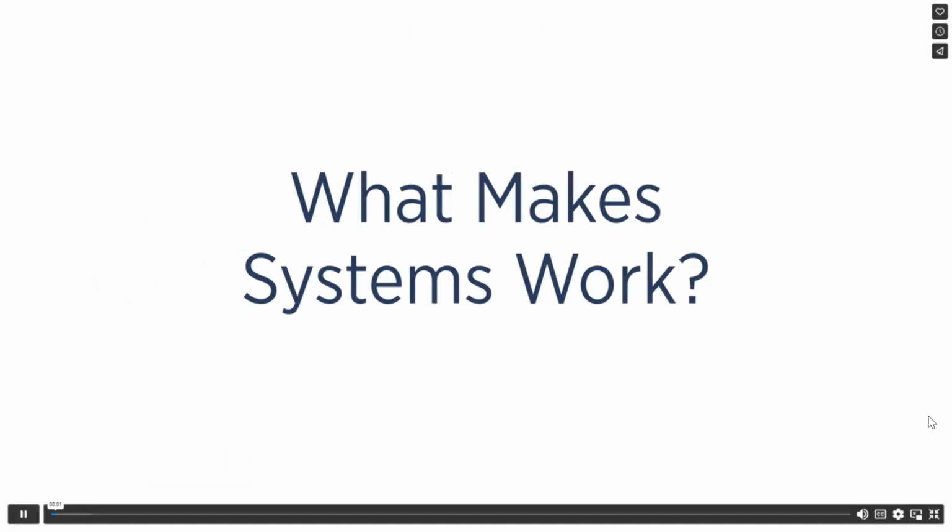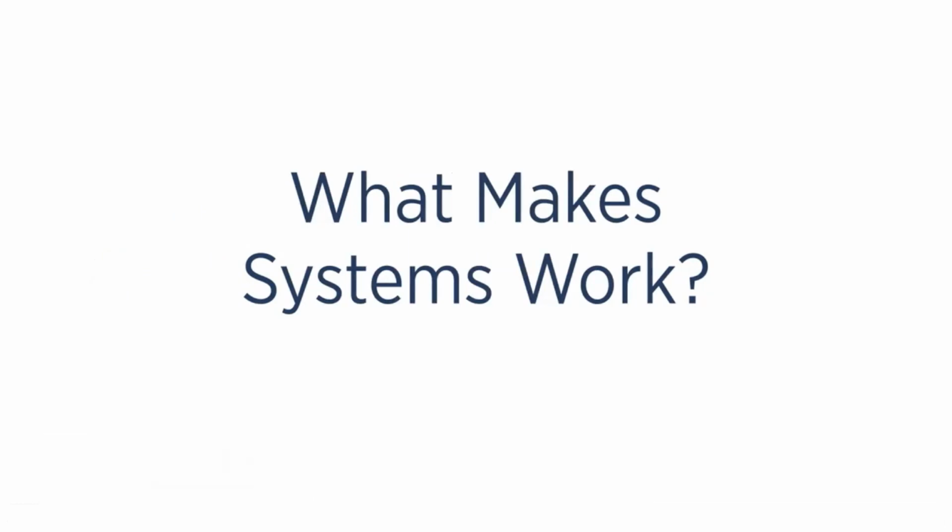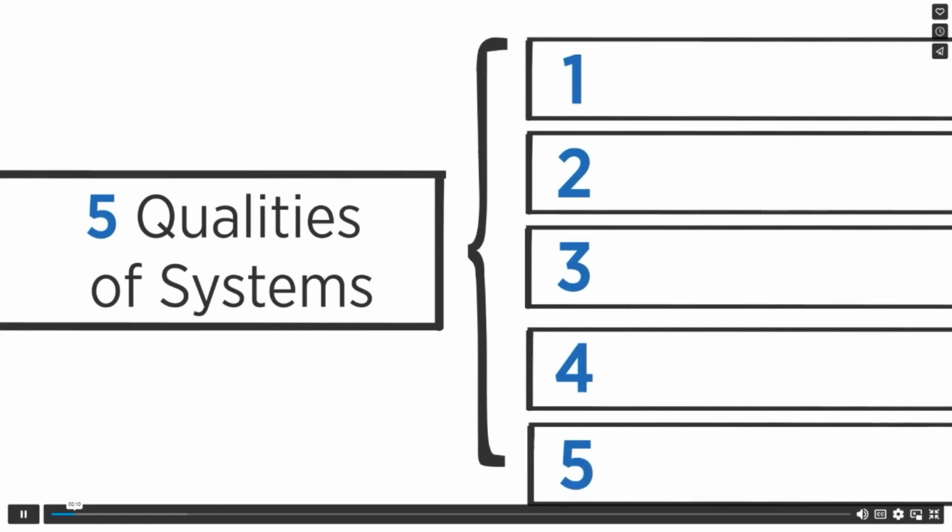If systems are critical to doing our work in schools, what is it about the systems that make them work? We are going to look at 5 qualities of systems that help us to reach our goals with any program or initiative we want to implement in schools.